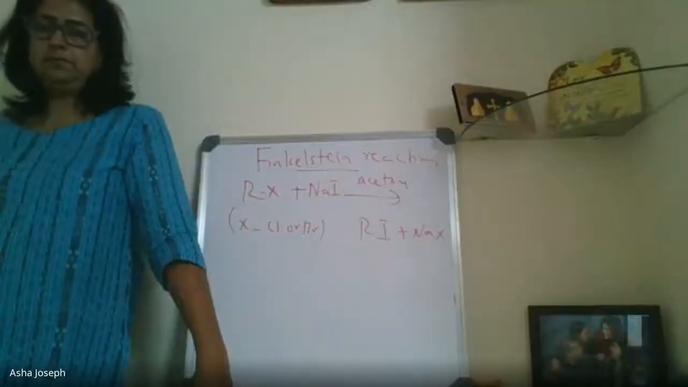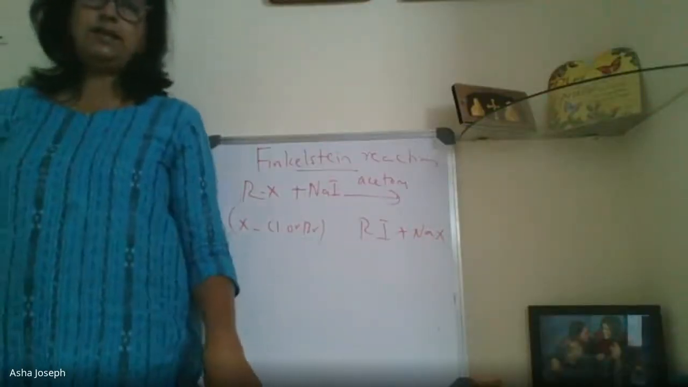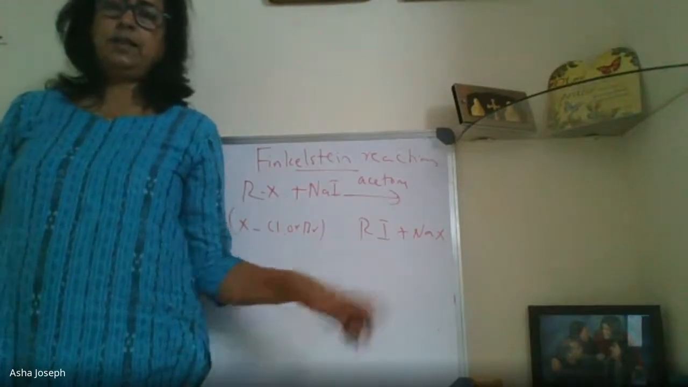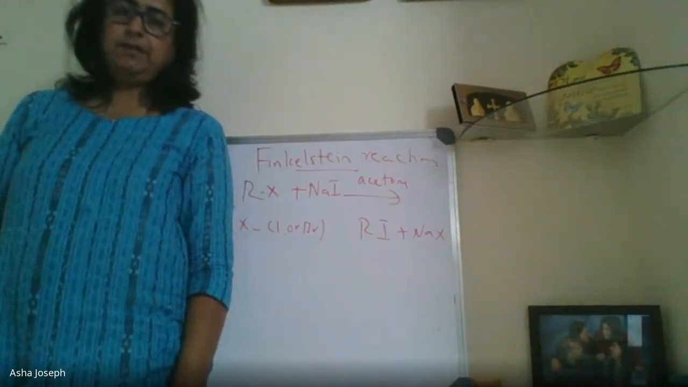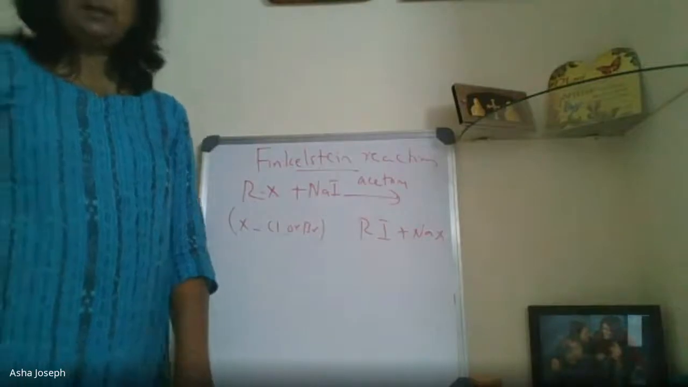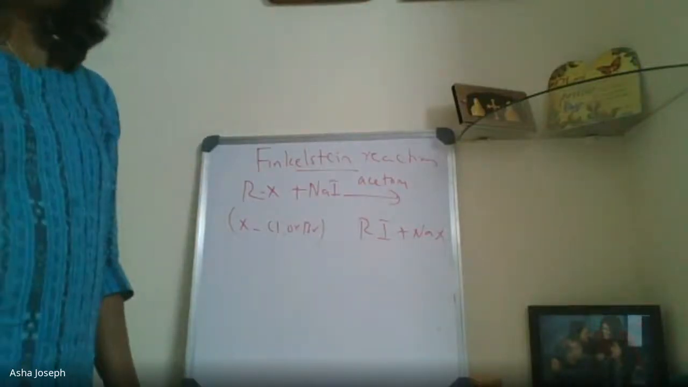And what is I here? Iodine. The topic itself is haloalkane. Halogen can be chlorine, bromine or iodine. So here you will get the iodoalkane by the Finkelstein reaction. Now for fluorine we forgot, isn't it? One method of preparation for fluoroalkane.